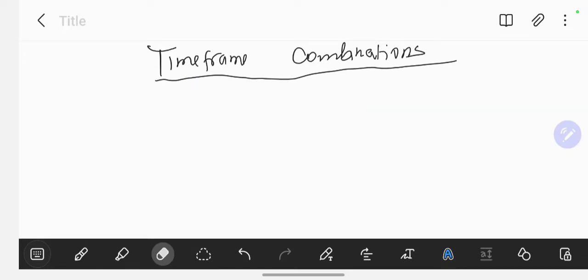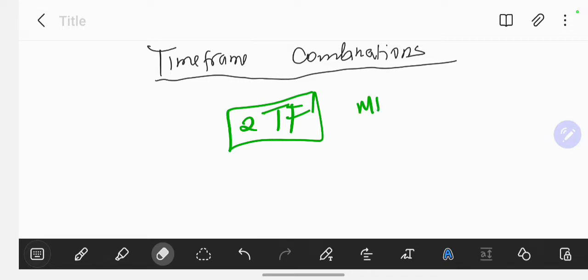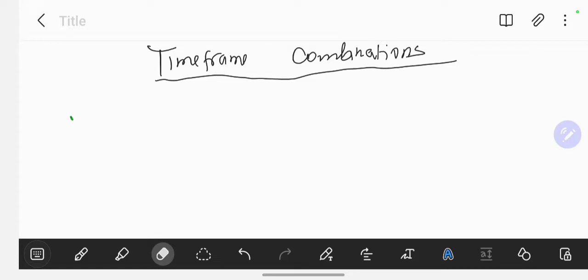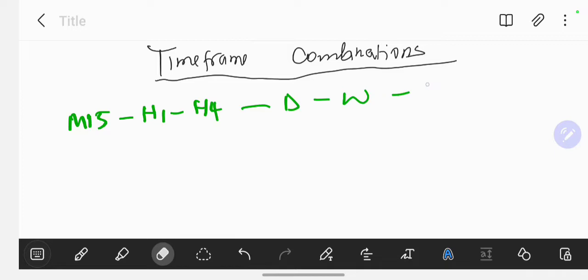So now I would suggest that you only stick to 2 time frames of your choice. But you can't skip a time frame. You can't pick M15 and weekly. I mean, the structure difference is going to be too much, right? So you must always make sure that if you are picking M15, you can pick M15 and then take H1 and then take H4, and then the next ones to add here will be daily, weekly, and then monthly.